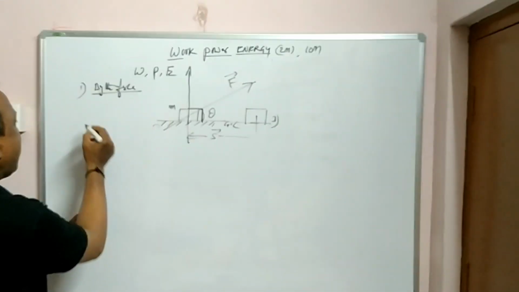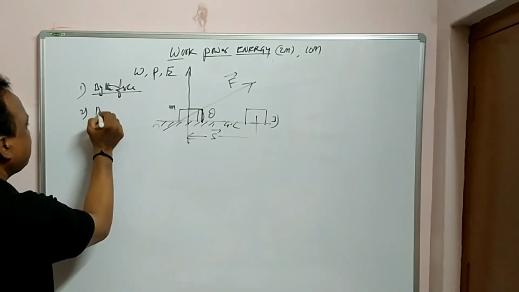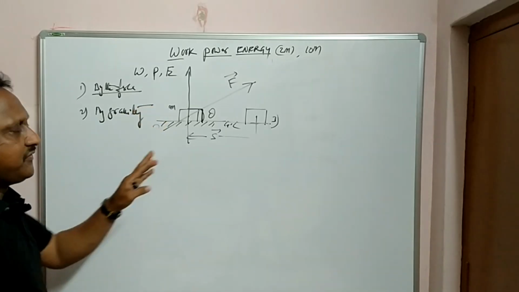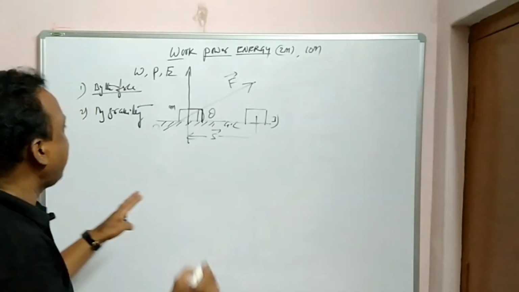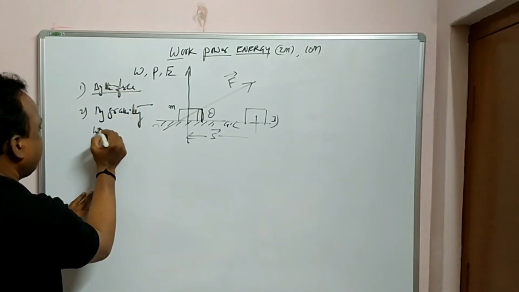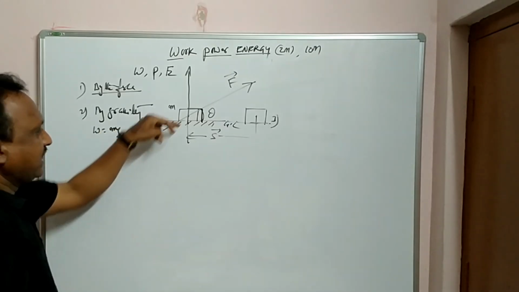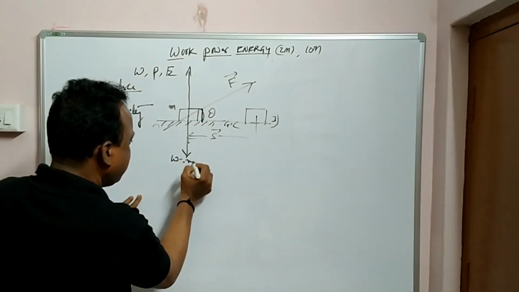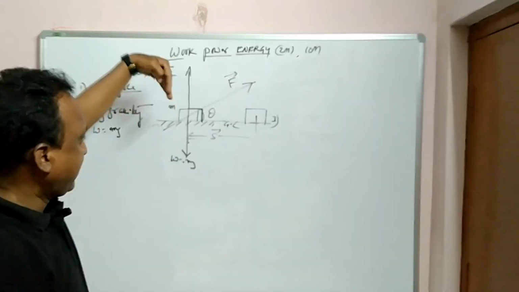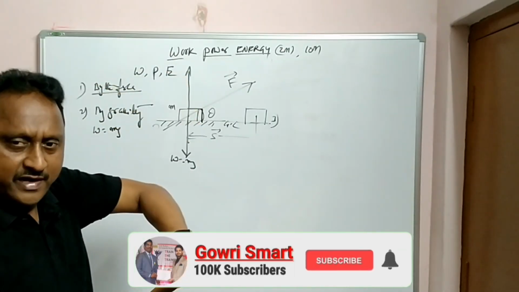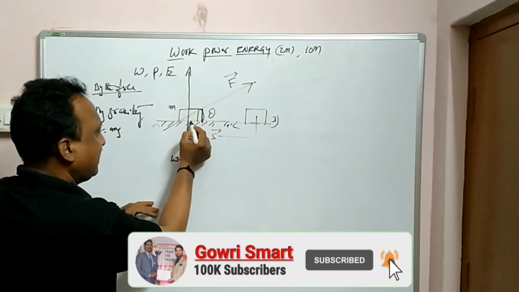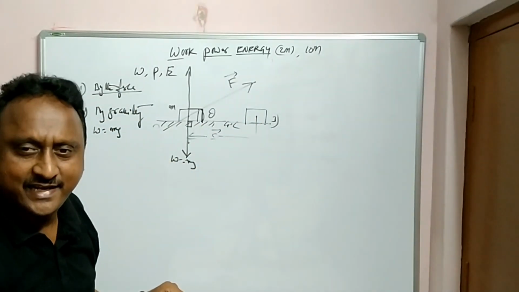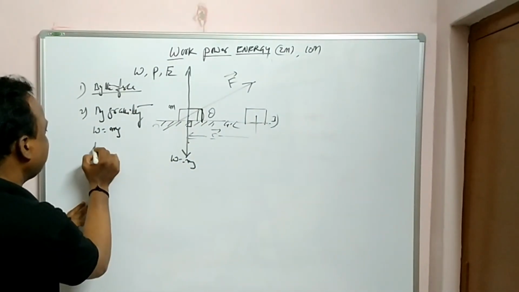Suppose in the same case if you ask work done by gravity, what is gravity? mg. W is equal to mg. Gravity means downward force. So work done by gravity means what happens? Weight is acting in downward direction like this. Displacement is in forward direction. Angle between them is how much? 90. So work done is 0 again.